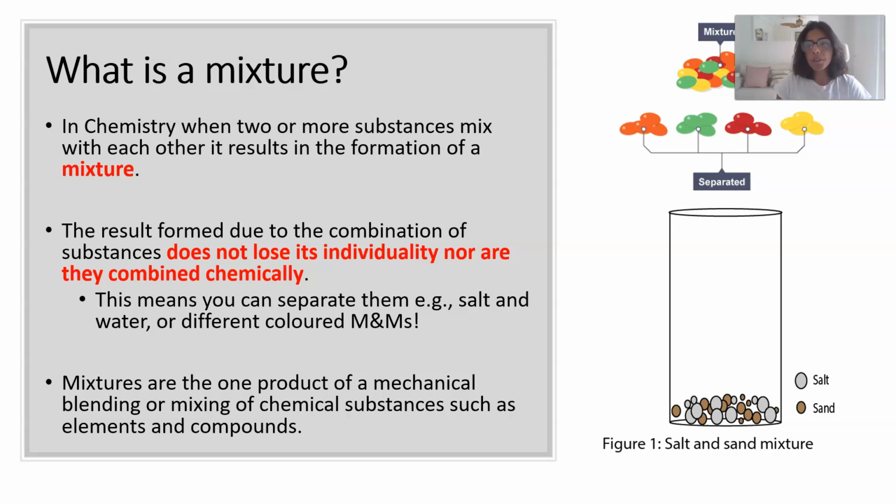So for example, if you have a bag of M&Ms or Smarties or any other lollies and you mix them up in a big bag, it's quite easy to separate them out according to their brand or their color or shape or however you want to do it. So mixtures, again, are the product of blending or mixing, but we do not form a new substance. We can easily separate these different constituents back out.